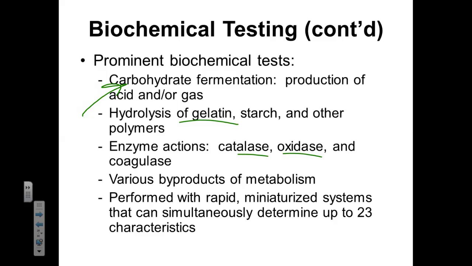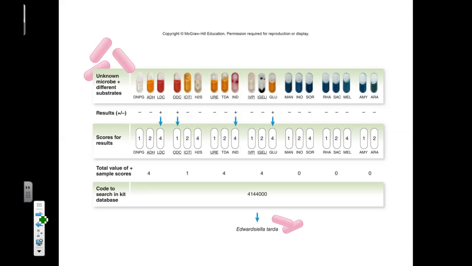Sometimes we can use rapid miniaturized systems to perform many tests at the same time. In labs that have lots of money and where the budget really isn't a problem, these rapid tests are used frequently. And they can perform up to 23 different tests at the same time. Here's a classic example of a rapid test.